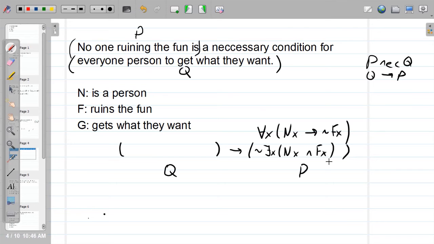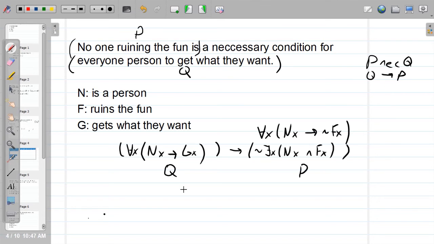Okay, now the other half. Q. Every person gets what they want. I really strongly tend to read that as a universal, right? My natural inclination is very strong to use a universal. So for all x, if somebody is a person, then they get what they want, gx. The topic is people. The thing that we're saying about people is that they get what they want.